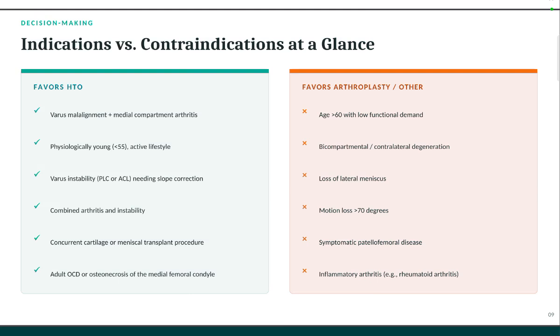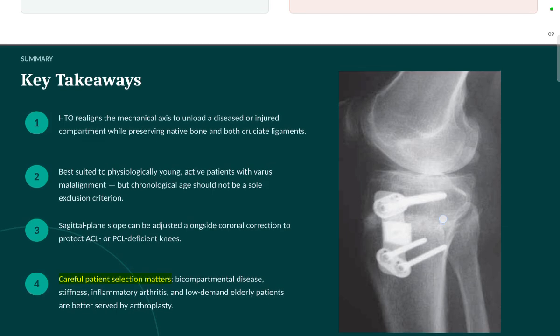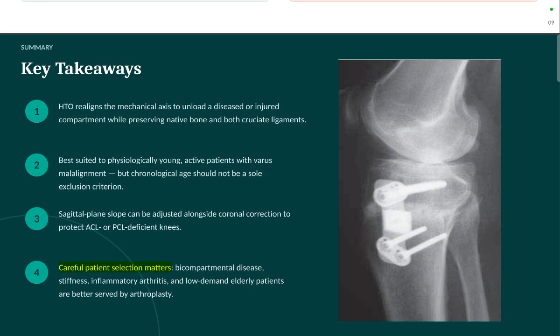While arthroplasty is more favored than HTO in patients who are more than 60 years of age, who have bicompartmental disease, who have lateral meniscal issues, who have range of motion less than 70 degrees, and people who have inflammatory arthritis. So basically HTO is a good option for a selective population. So first step to make an HTO successful is a careful patient selection.